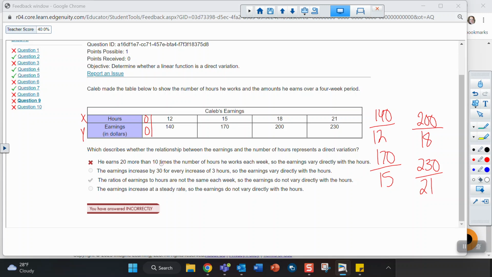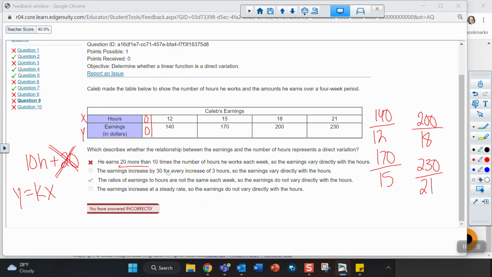He earns 20 more than 10 times the number of hours he works each week, so the earnings vary directly with the hours. Okay, so 20 more than 10 times the number of hours you work. This is that piece I was sharing with you a little bit ago. Direct variation equations will never have addition or subtraction in them. It's just y equals kx. This would indicate that if he didn't work any hours, he made $20, and that's not going to make sense.